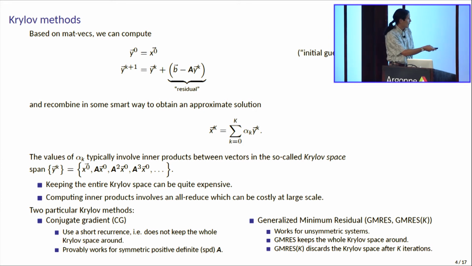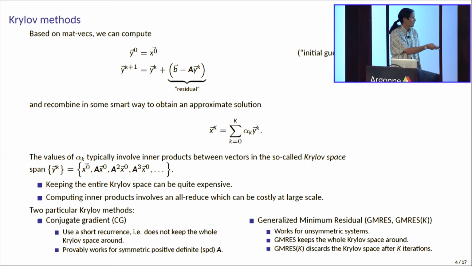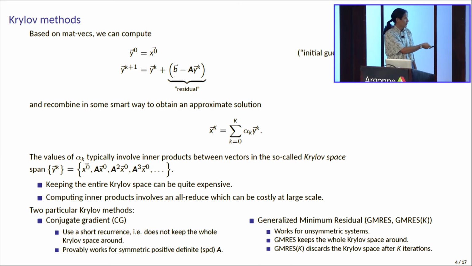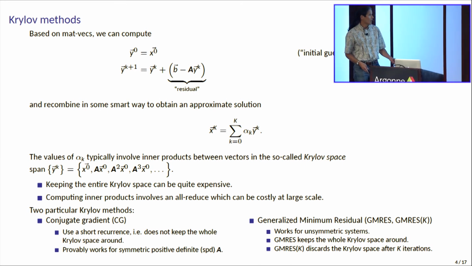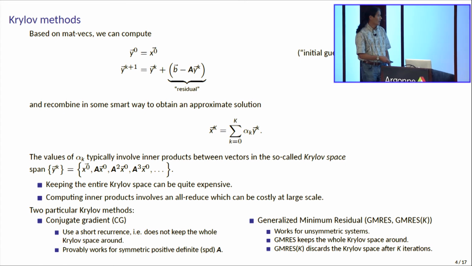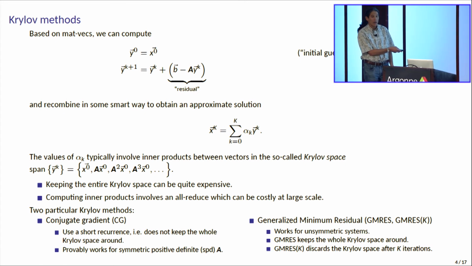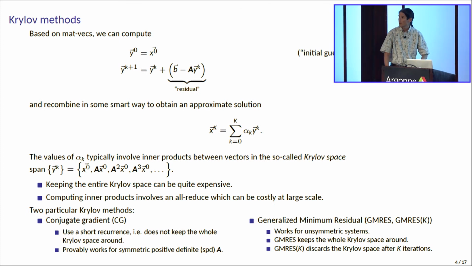So the two Krylov methods that I'll mention are first conjugate gradients, CG. This is nice if you've got a symmetric positive definite matrix A, then it's applicable. It has a short recurrence, so you don't need to keep the entire Krylov space.